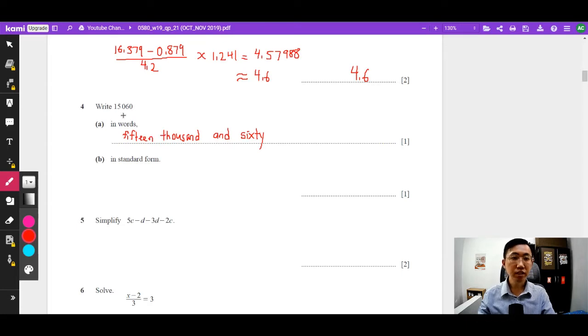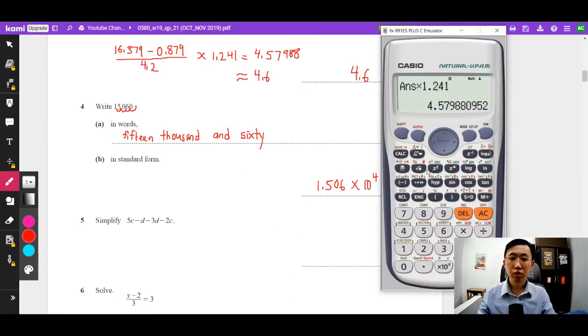In standard form you have to make it less than 10. So let's shift the decimal place from here, 1, 2, 3, 4. So I'm going to write 1.506 times 10 to the power of 4. You can use your calculator and type this again, it should give you the same number. Let's try that. I am going to type 1.506 times 10 to the power, here, just type 4, press equal. Yes, indeed, that's how you check, 15060. Okay, let's do the next question.